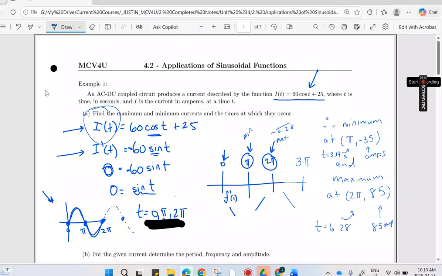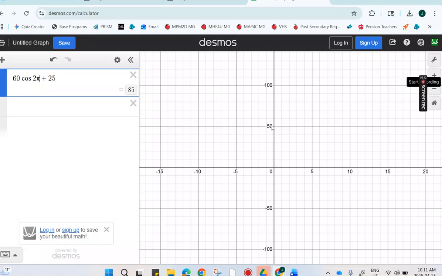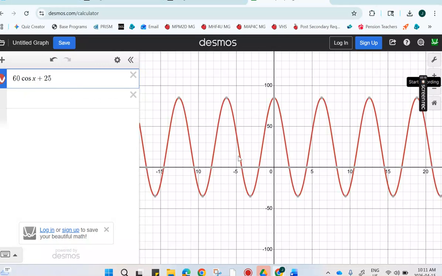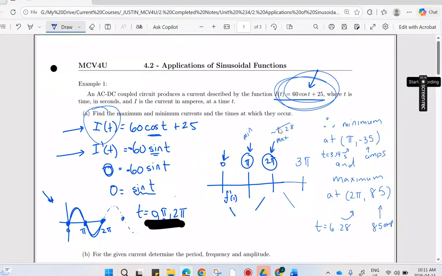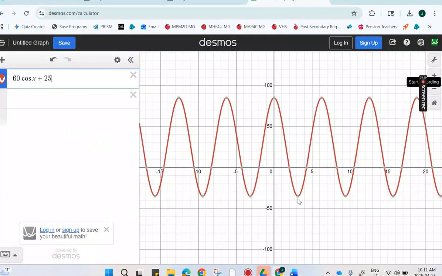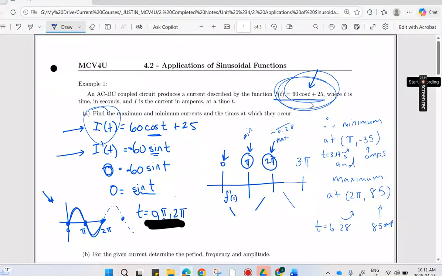Let's check this. If I graph this on Desmos, 60 cos x, do I indeed have a minimum at pi, negative 35? Pi, negative 35 right there. And a maximum at 2 pi, 85? Maximum at 2 pi, 85. But of course you can see these are not the only answers. These are the only answers between 0 and 2 pi. So technically there are more answers.